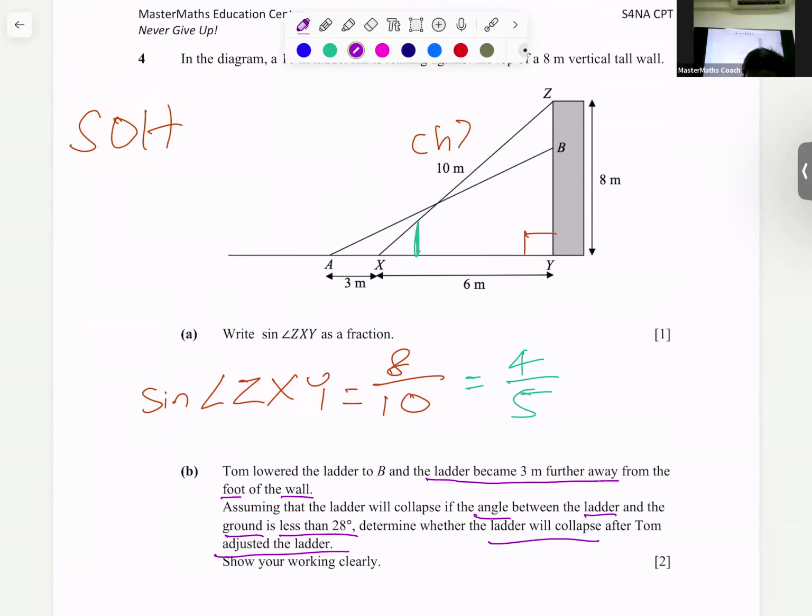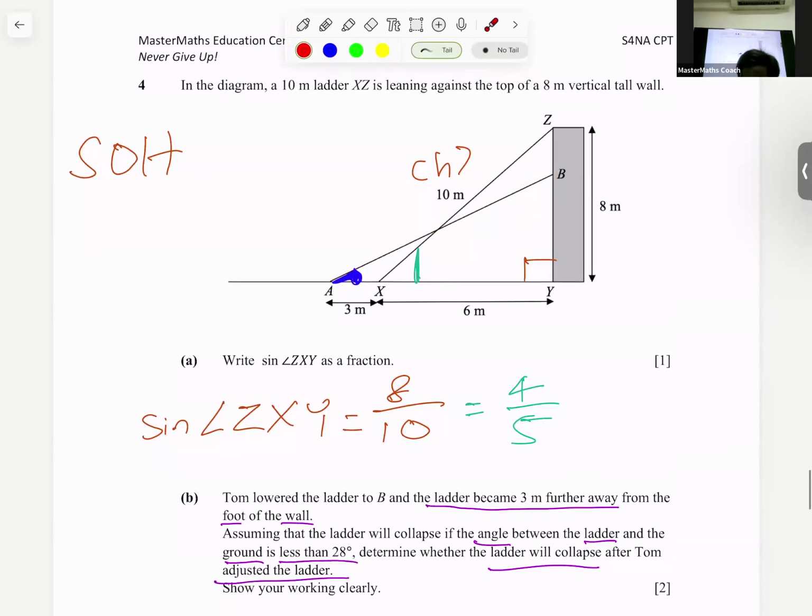So your job is to go and find this angle, because it's the angle between the ladder and the ground. This is where the ladder is, and this is where the ground is. Now, Nurin, A to Y, how much is the distance? 9 meters. How about A to B? 10. All right, do you know why it's 10 or not?